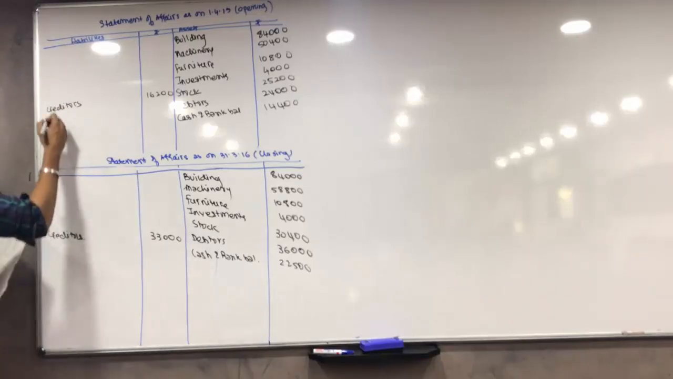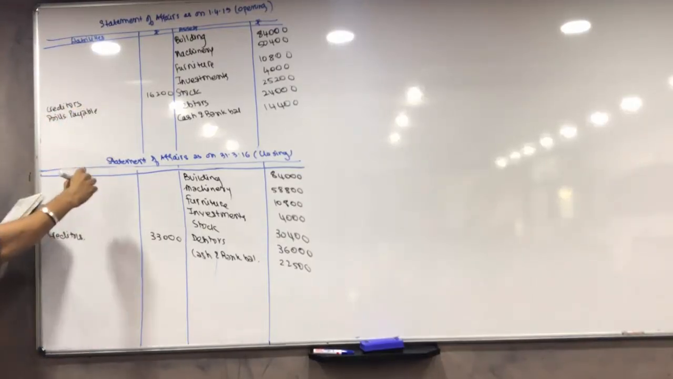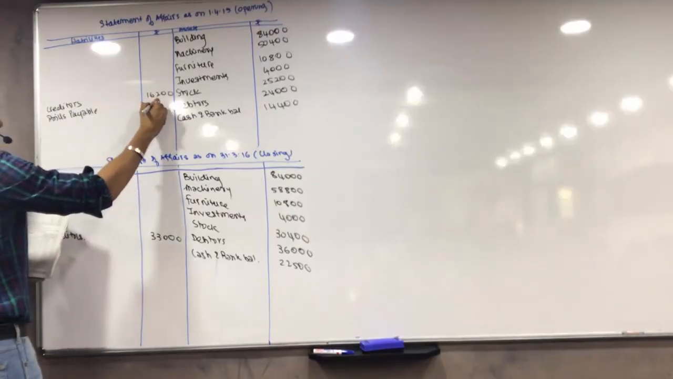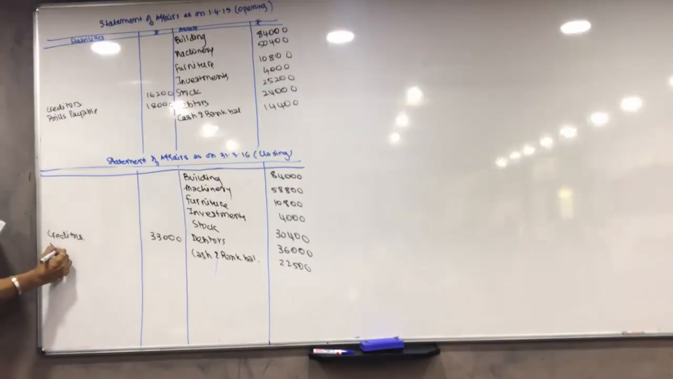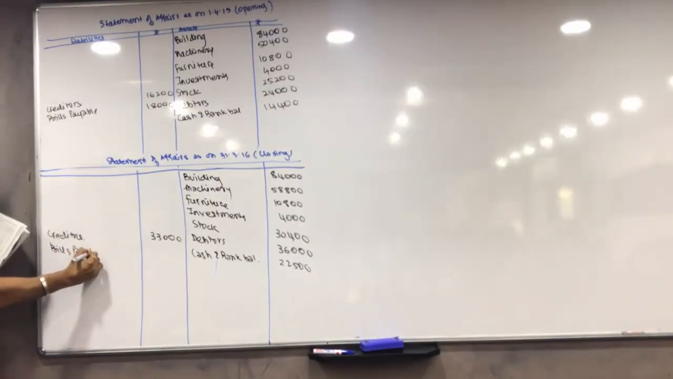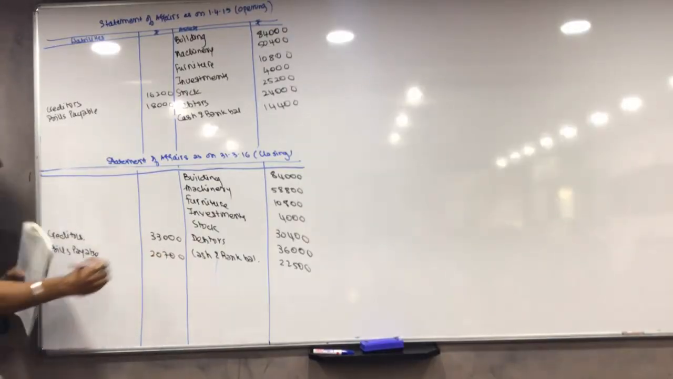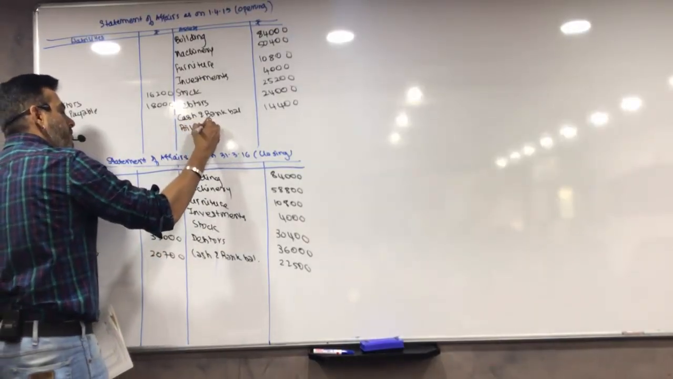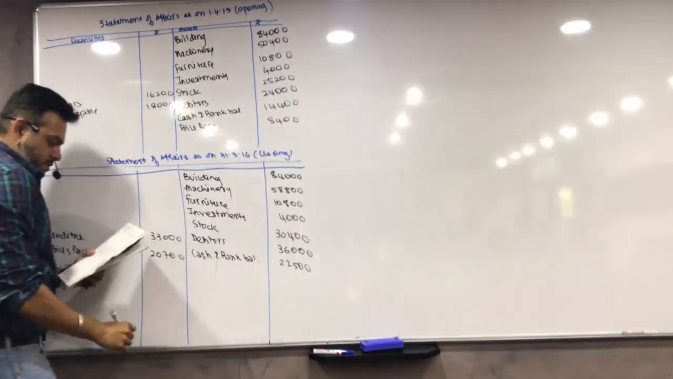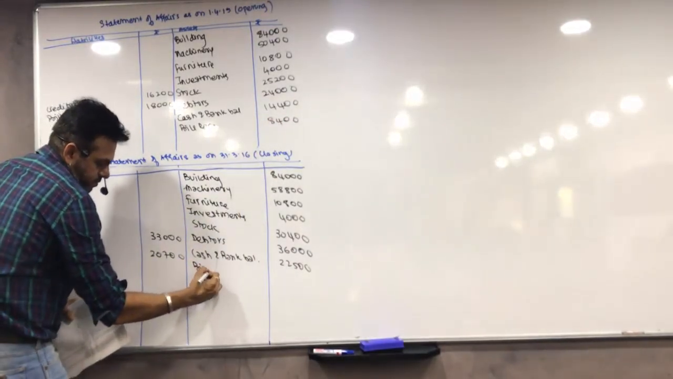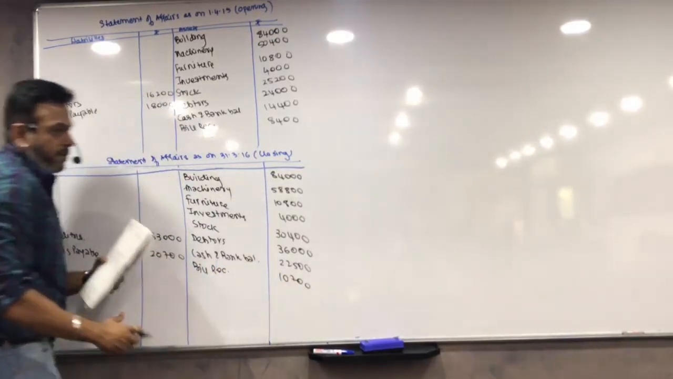Bills payable, 80,000. Bills payable, 20,700. Bills receivable, 8,400. Bills receivable, 10,700. Balance.